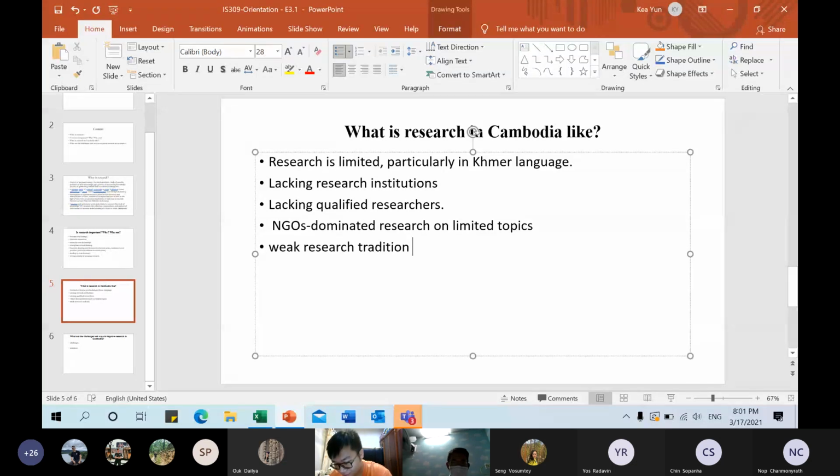That is also related to a weak reading habit as well. Also lack of funding. Like what? Funding. Lack of funding, right? Yeah, funding on research investment. Okay, lack of funding and investment in research.